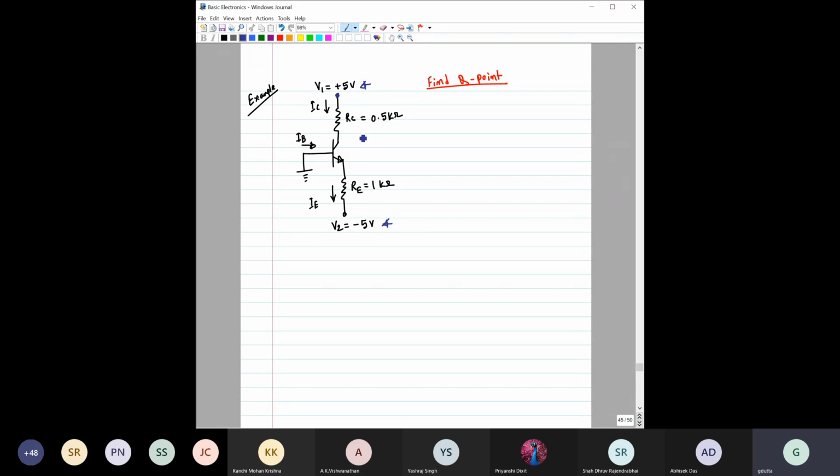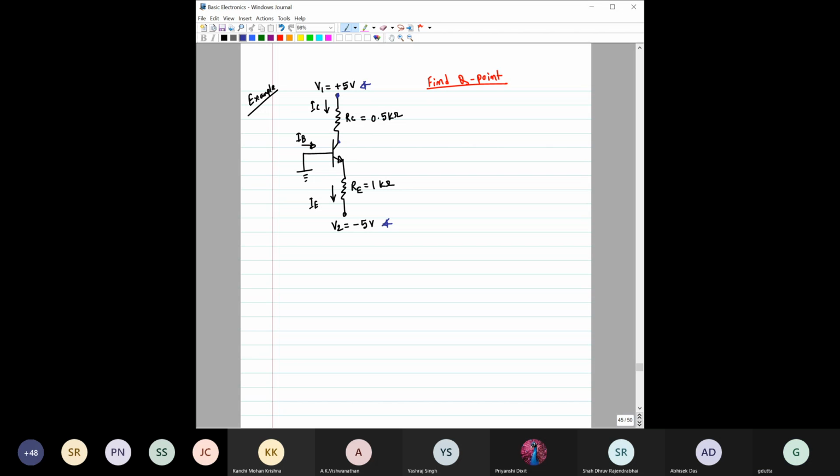Remember, here we have an RC, which is a resistance connected to the collector. At the same time, we have an RE, a resistance connected to the emitter terminal, right? And the base is being grounded. So now you have to analyze how this circuit operates, and what should be the mode of operation for this circuit. Any idea how to start?